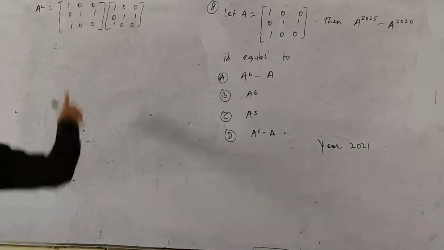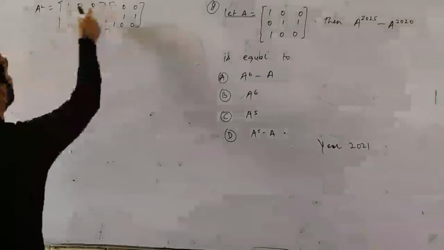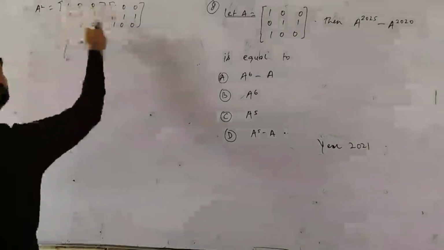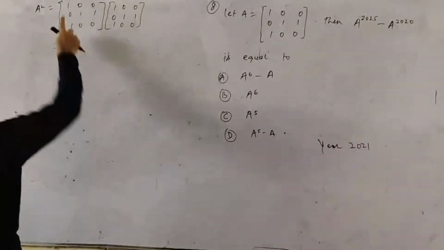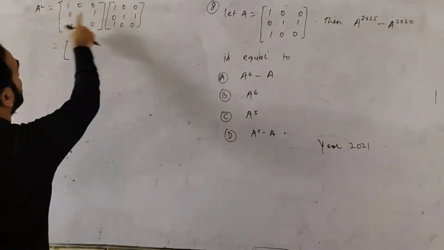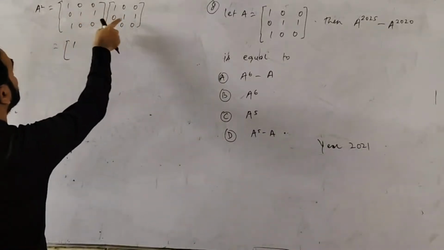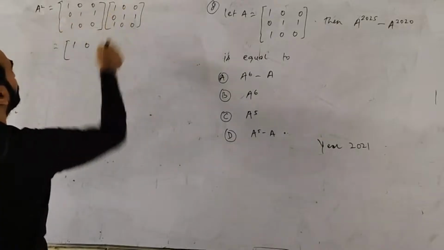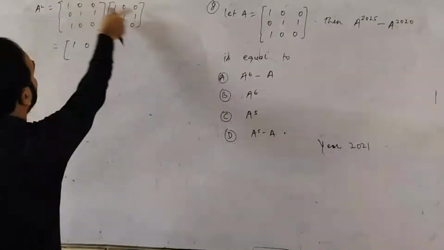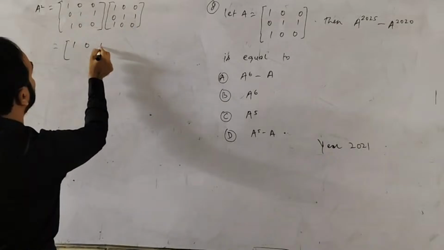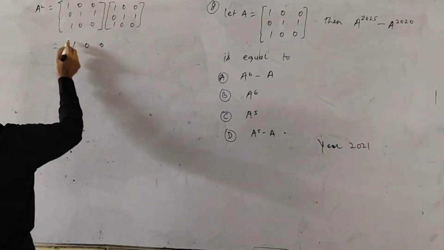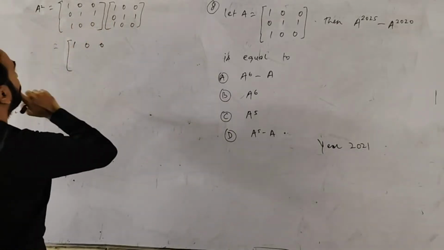What is the A square getting? First row, first column. This will become 1. This will become 0. This will become 0. So only 1 will be there. First row, second column. This will become 0, 0, 0. Okay, so this is 0. First row, third column. 1 into 0, 0 into 1 and 0 into. So this is also 0. Correct?